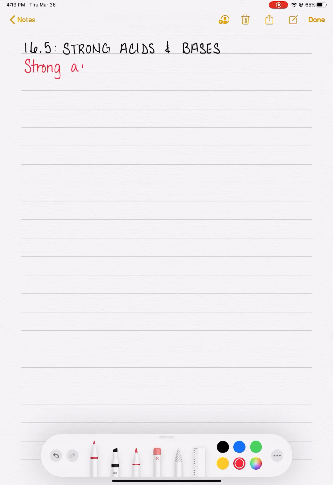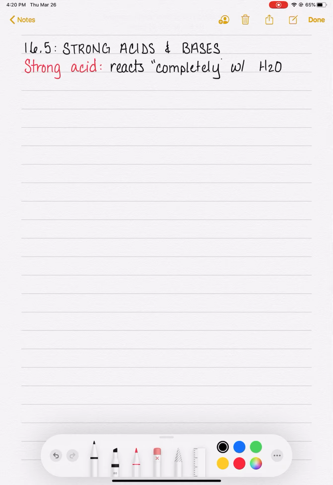Now I want you to understand that when we use the term strong acid, this has absolutely nothing to do with how corrosive or powerful or potent the acid might be. Even though it kind of sounds like a strong acid should be one that would eat through anything, that's definitely not how we use the term in chemistry. In chemistry, a strong acid is defined as one that reacts completely with water.